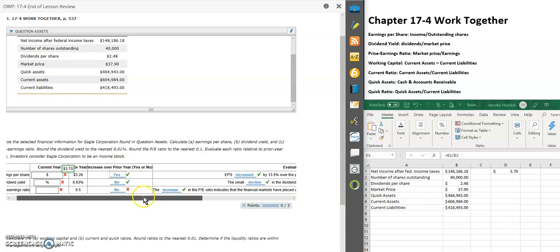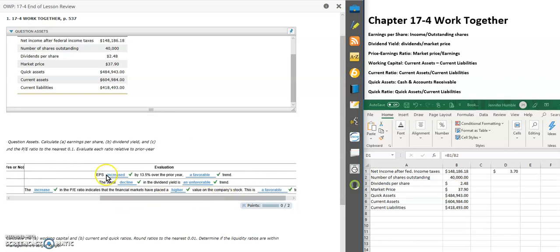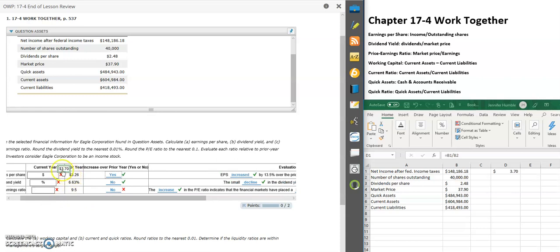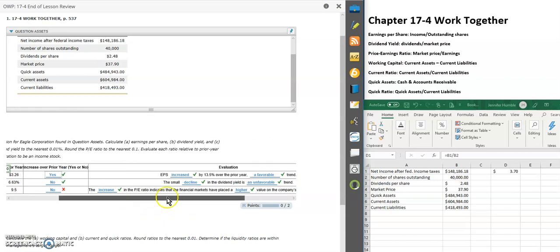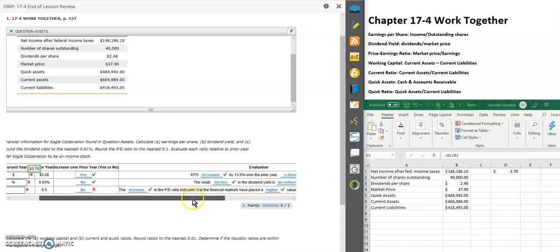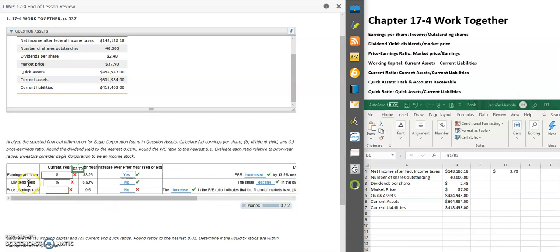Okay. And then over here, it says your earnings per share increased. Okay. So we know it increased. It went from 326 to 370, by 13.5% over the prior year, and that is a favorable trend. Okay, that makes sense. The more earnings you have per share, the bigger the number is going to be, which is a good thing.